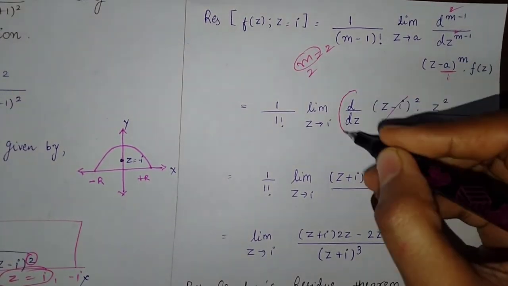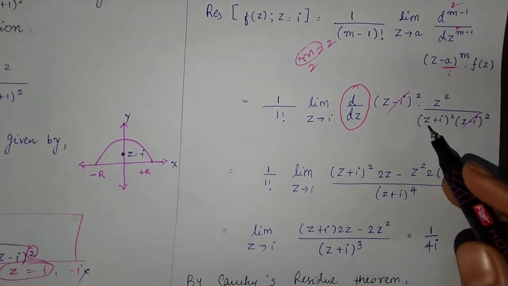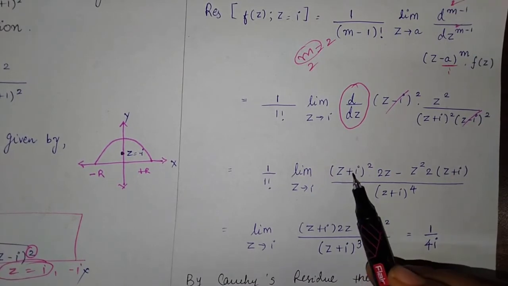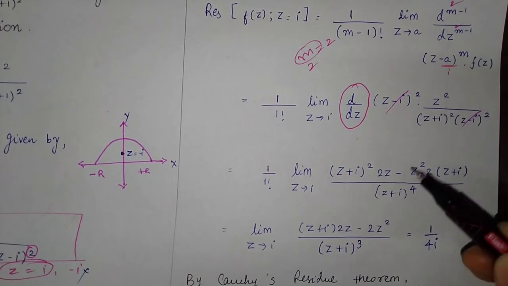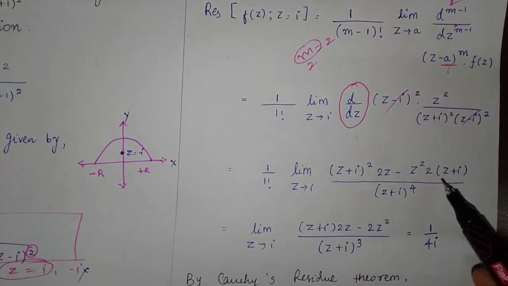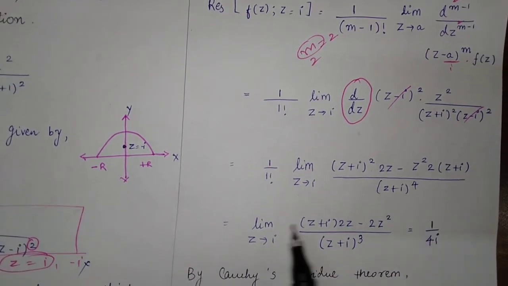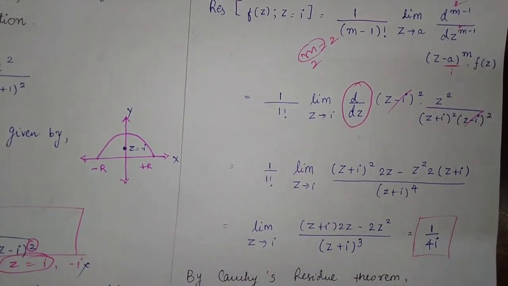Now you have to carry out one time differentiation. Whenever we do that, keep the lower term as it is, then the differentiation of the upper term will be 2z. And keeping the upper term as it is, we differentiate the lower term. So it will be 2 into (z plus i) upon (z plus i) whole raised to 4. And if you solve it and put the value, then you will get 1 by 4i.